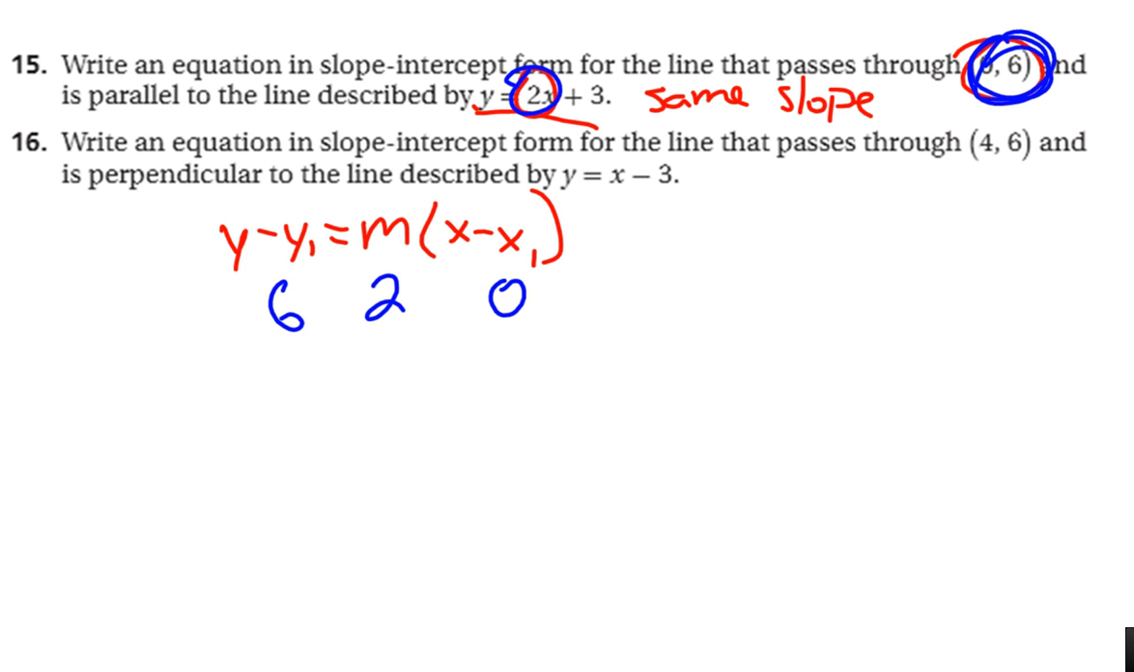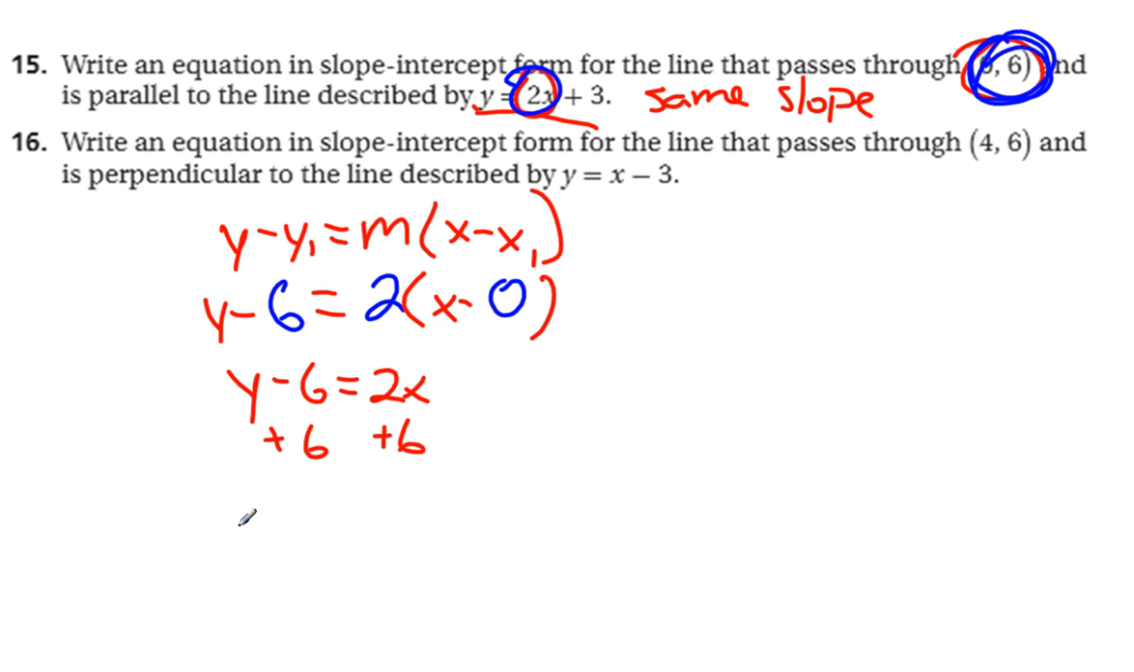Okay. So y minus 6 equals 2 times x minus 0. Just like last time, nothing happens on the left yet. 2 times x is 2x. 2 times 0 is nothing. To get y by itself, we have to add 6. So our new equation is going to be y equals 2x plus 6.